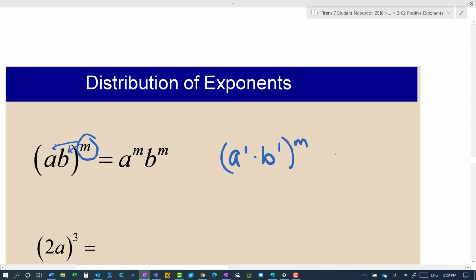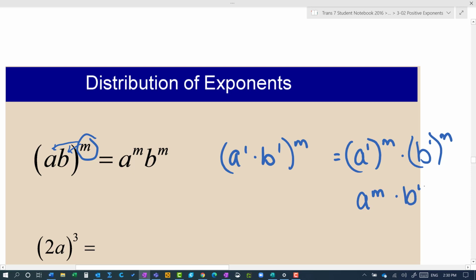And so what you're doing here is using that property that tells you this is a to the first to the m power times b to the first to the m power. And the property that tells us when we have a power raised to a power you should multiply is how we end up with a to the m, because 1 times m is m, times b to the m, because 1 times m equals m. Let's look at the next example.